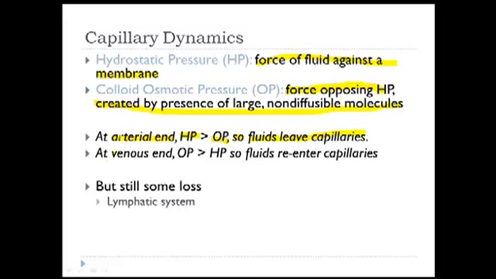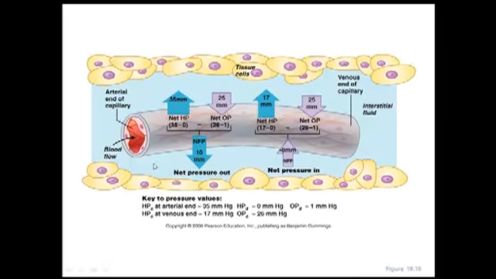So if you think of it this way, at the arterial end, hydrostatic pressure is going to be greater, osmotic pressure will be lower. So we dump off the stuff first at the arterial end, and then at the venous end, osmotic pressure gains, hydrostatic pressure drops, so fluid will re-enter. So we'll pick up all the junk then.